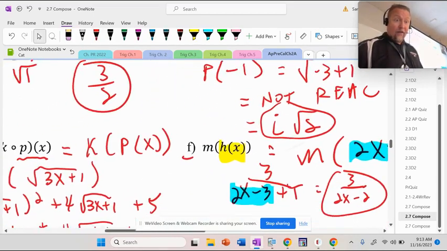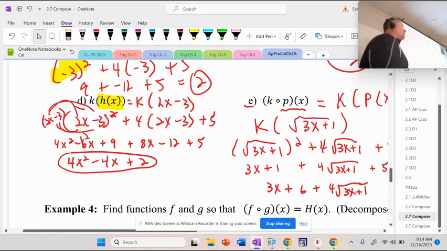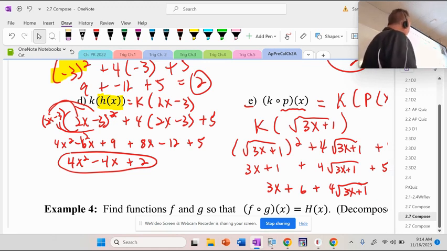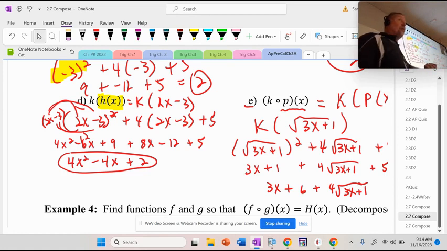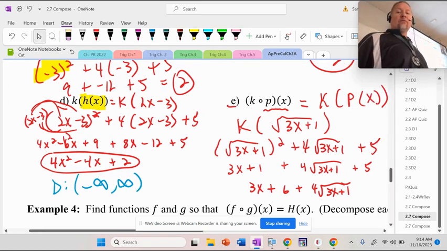The domain issues are not only the original, they're also after you do the composition of functions. So remember I said that. First of all, any domain issues with 2x minus 3 and the quadratic? Yes or no? No. And then any domain issues with our answer at the end here? Yes or no? No. So what's the domain of this new function and the originals? All reals. Uh-oh, we got a problem.